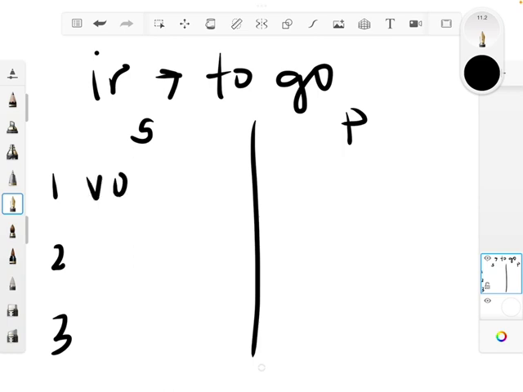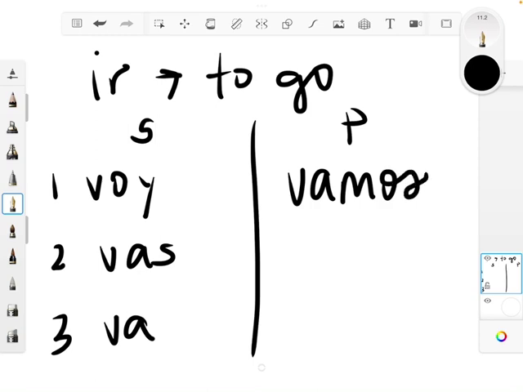So, yo voy, tú vas, él va, nosotros vamos, and ellos van. Ir is often going to be used with the preposition a, okay? And when a is followed by the article el, it'll form the contraction al. There's not going to be any contraction formed with a by la, las, or los. So those are two of the really big things to talk about with the verb.